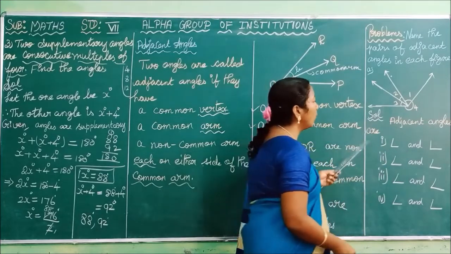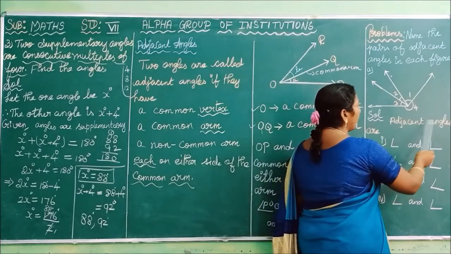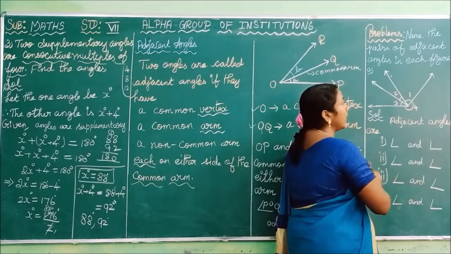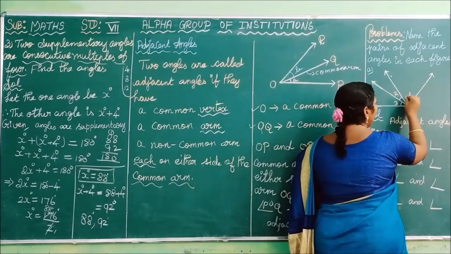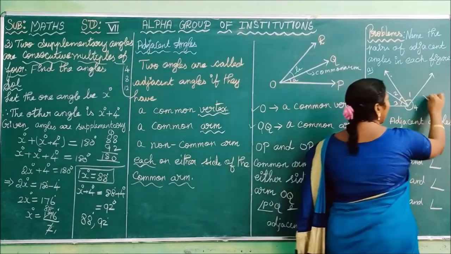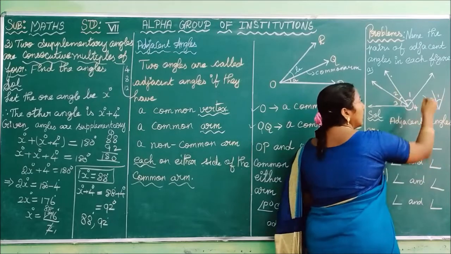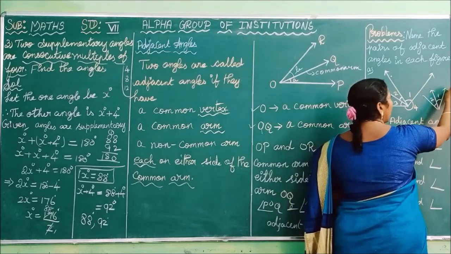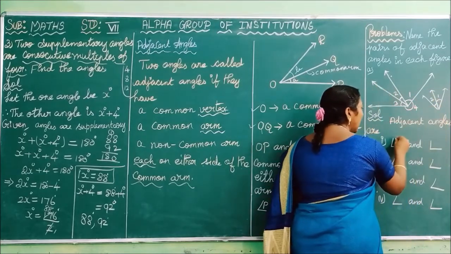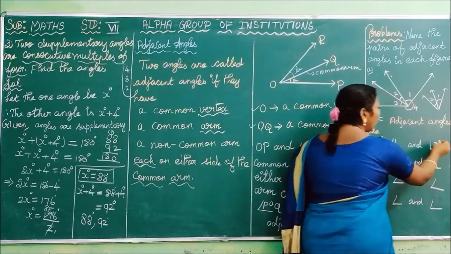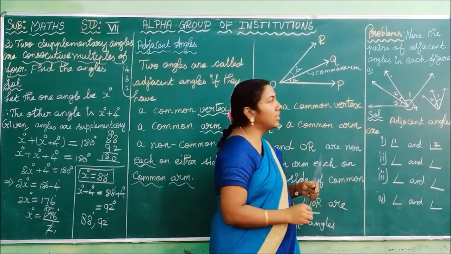Okay. First we are going to write in the solution part. Here you have to write adjacent angles. See here. First I am considering angle 1 and 2. See here, children. This is 1, this is 2. They have the common arm and non-common arms. So we have to say angle 1 and angle 2 are adjacent angles.